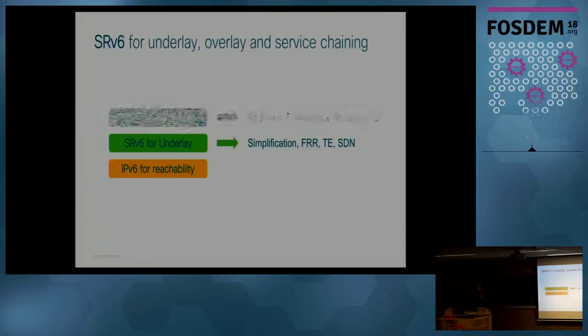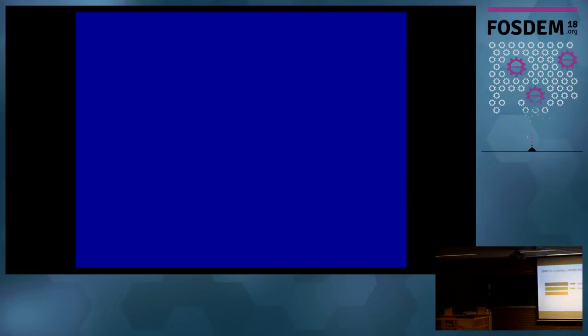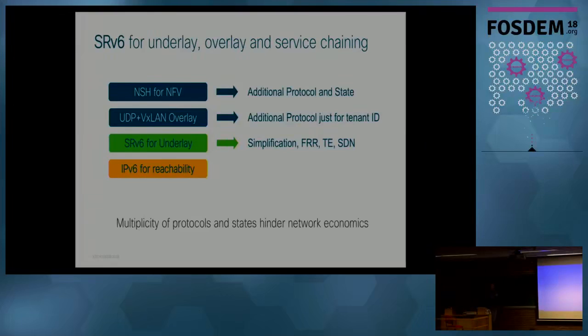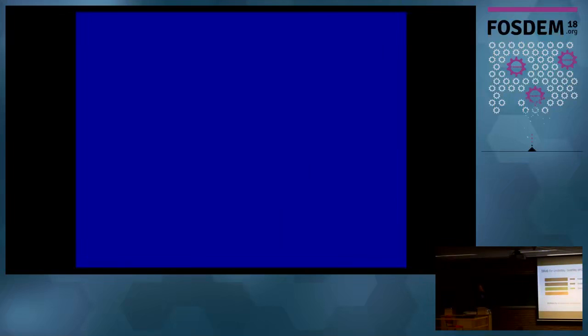But we can go even further, because what would you do if you want to build an overlay? What do you use? UDP and VXLAN? Okay, we are adding UDP and VXLAN, two additional protocols. I think from memory it is 12 bytes of information just to convey a tenant ID. We believe this is stupid. We can include our overlay in the segment routing policy itself. And then we have NFV. What are people doing today for NFV? They're doing NSH. NSH is an additional protocol that has state per every chain, and we believe that we can remove it. So we can also use SRv6 here.